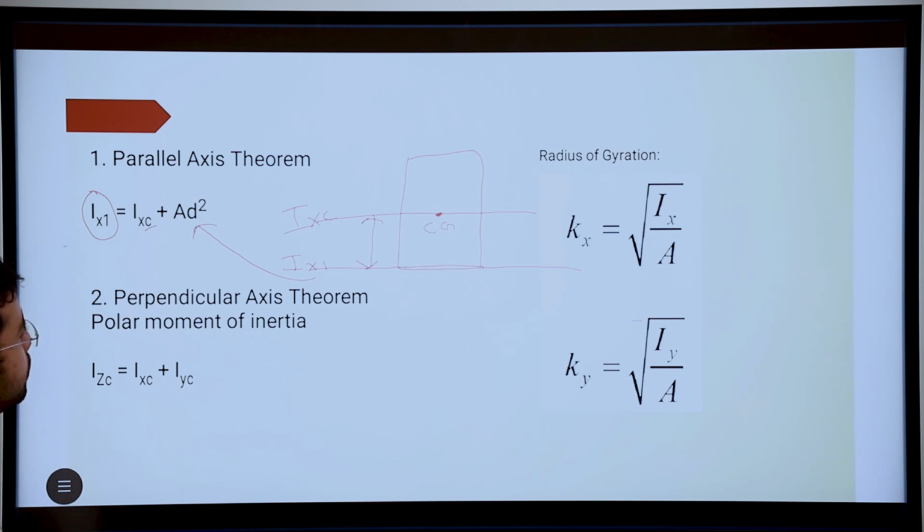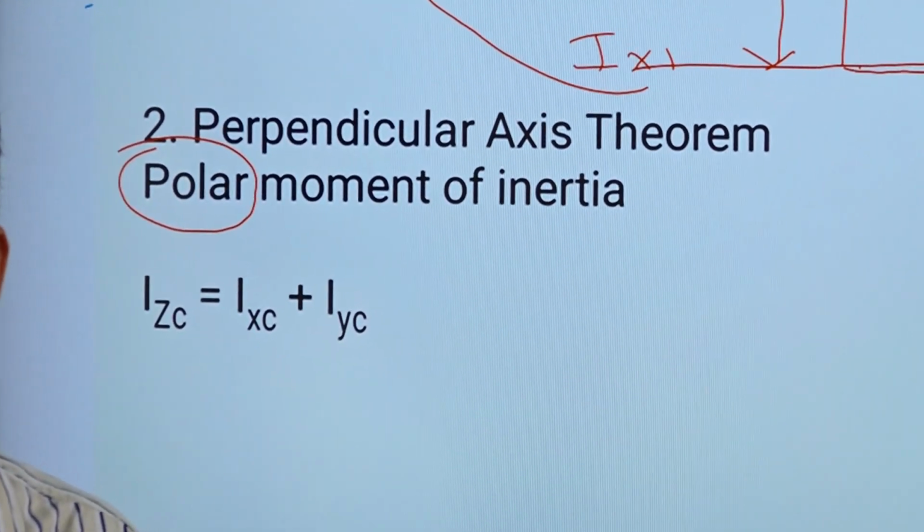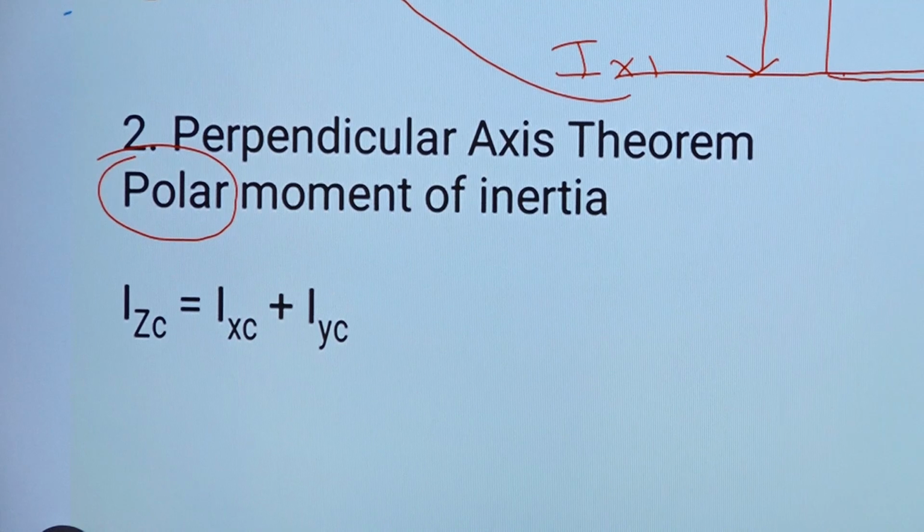So in the perpendicular axis theorem, what happens? It is also called the polar moment of inertia, and where are we using it? In torsion, right. Normally in torsion we use the polar moment of inertia.